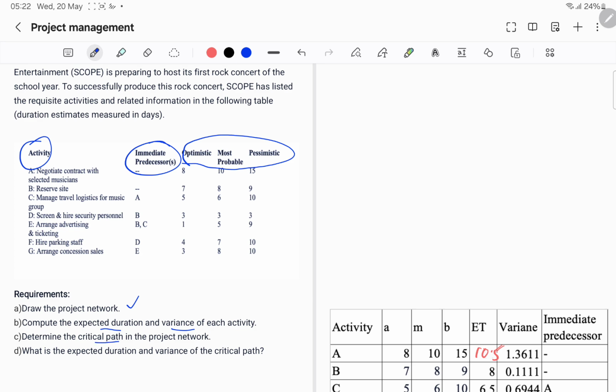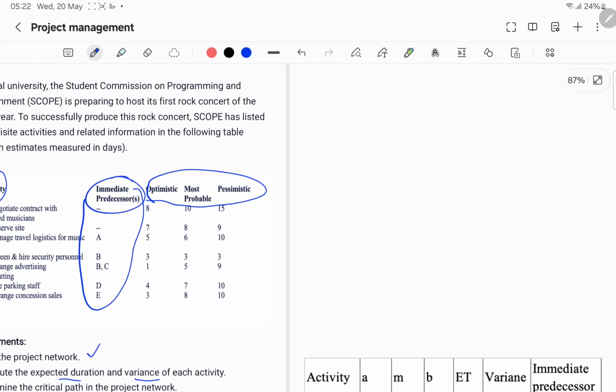Then you have to determine the critical path. So actually, we have to draw the project network, and we have to calculate the duration and variance of the critical path. To do that, the first task is the project network. The project network actually depends on our number of tasks and immediate predecessors. So let's do it here.